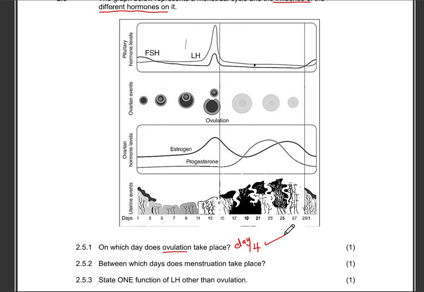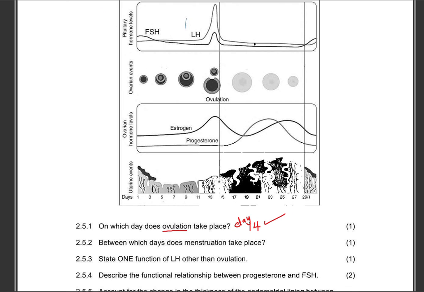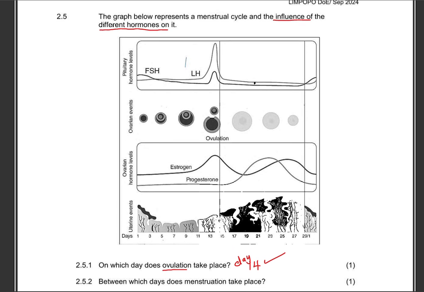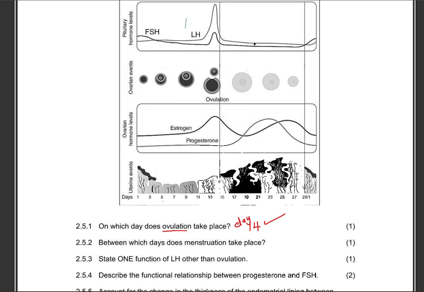So that is day 14. Between which days does menstruation take place? From the diagram that we are given, it's day 1 to day... is it 4 or 5? Yeah, this is day 3, day 4. Okay, so definitely day 4. So day 1 to 4, because we can see what is happening here. There is the blood.